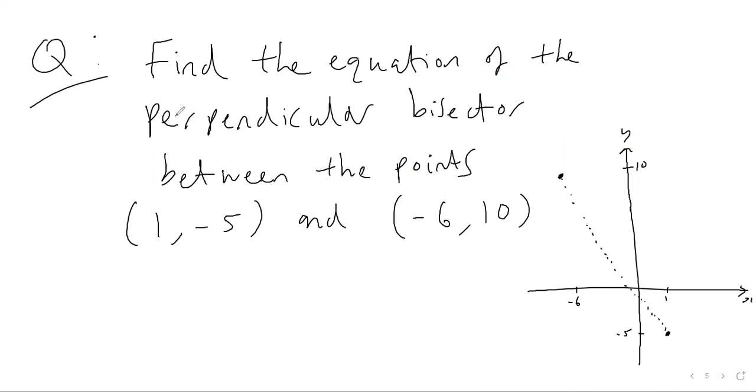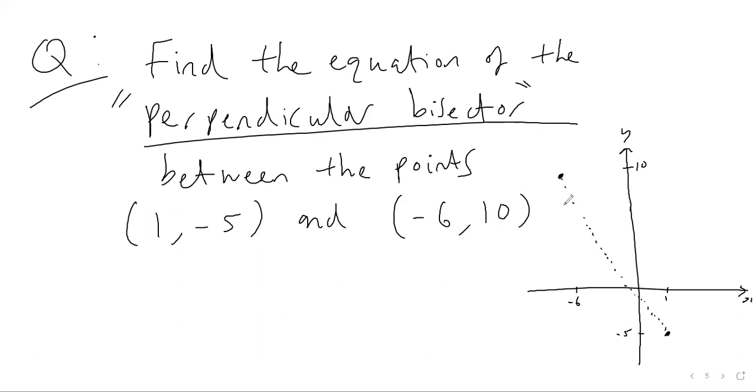Now let's look at this example here. The question says, find the equation of the perpendicular bisector between two coordinates, 1, minus 5 and minus 6, 10. Okay, so this term here, perpendicular bisector, what does that mean? Perpendicular means it's got to be perpendicular to the line connecting these two coordinates.